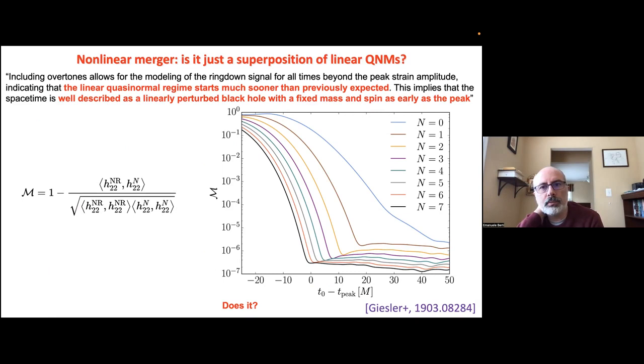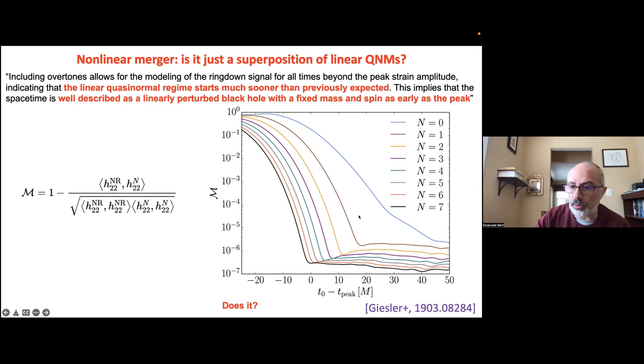It says, including overtones allows for the modeling of the ringdown signal for all times beyond the peak strain amplitude, indicating that the linear quasi-normal regime starts much sooner than previously expected. This implies that the space-time is well described as a linearly perturbed black hole with a fixed mass and spin, emphasis mine, as early as the peak.